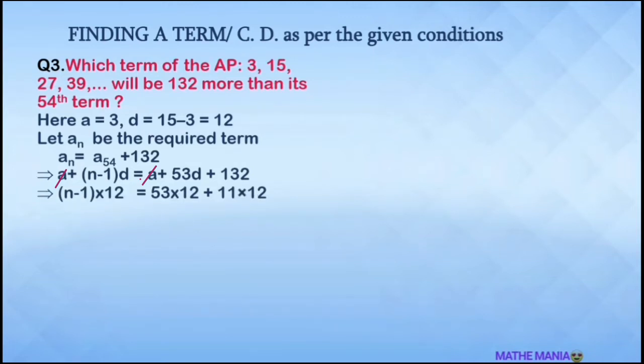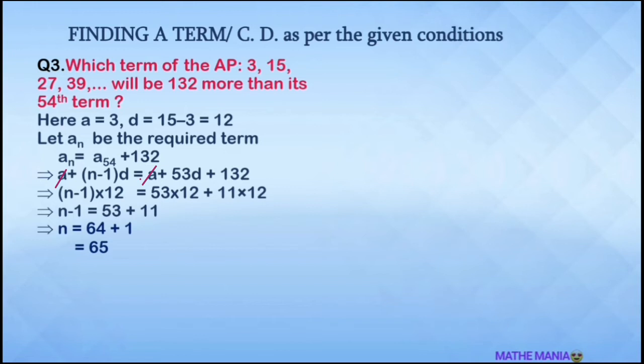I am discussing a trick to simplify this equation. 132 has a factor 12. If you observe carefully, each term of this equation has a factor 12. So we can divide this equation throughout by 12 and it will simplify to n minus 1 is equal to 53 plus 11. We have divided every term of this equation by 12. I hope this trick is clear. So now on solving this, we get n is equal to 64 plus 1 is equal to 65.